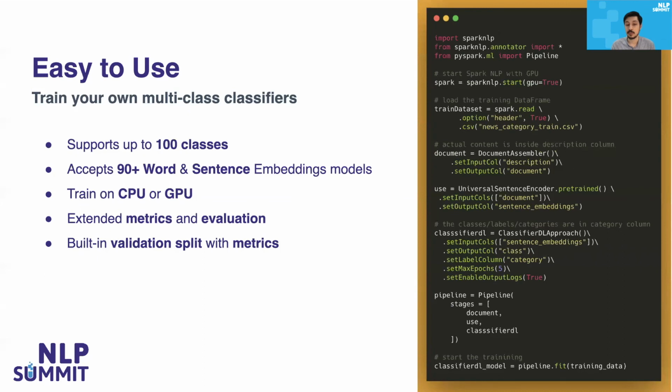Now, in terms of classifiers, just as an example, you can support up to 100 classes. You have 90 word or sentence embeddings, same as NER. It can be on CPU or GPU. It has extended metrics and evaluation during the training to help you go through this training and stop it at the time that it has almost reached the accuracy that you desire.